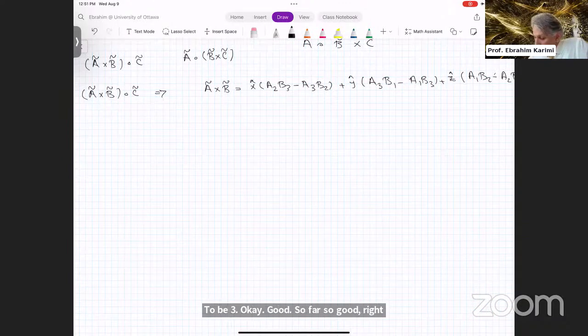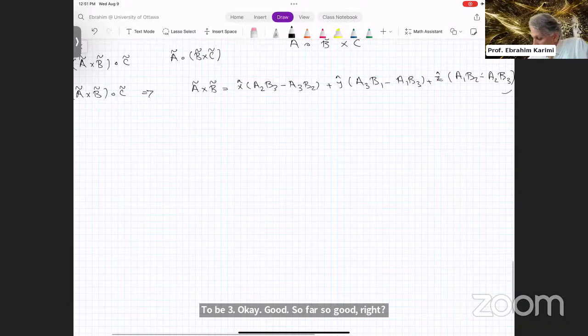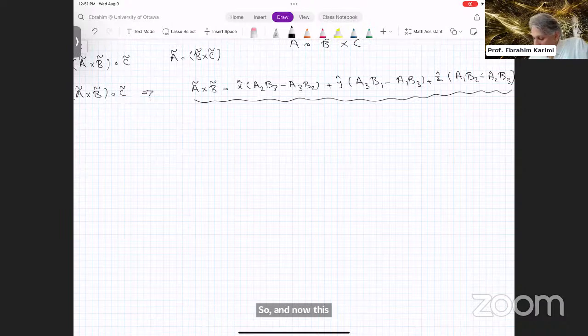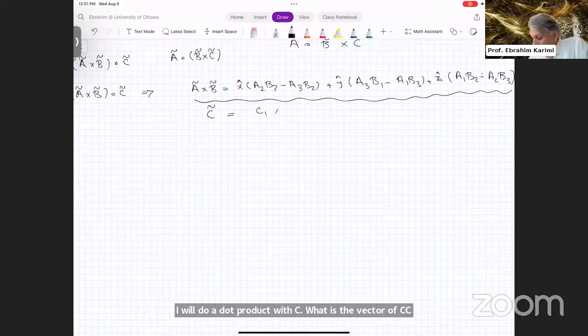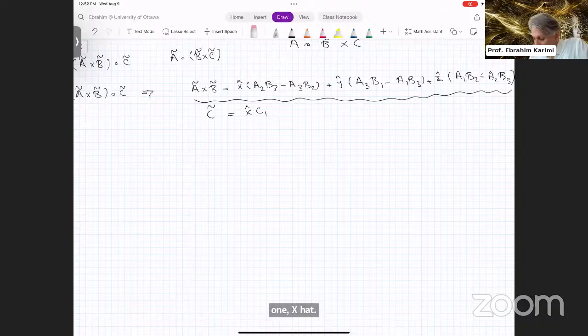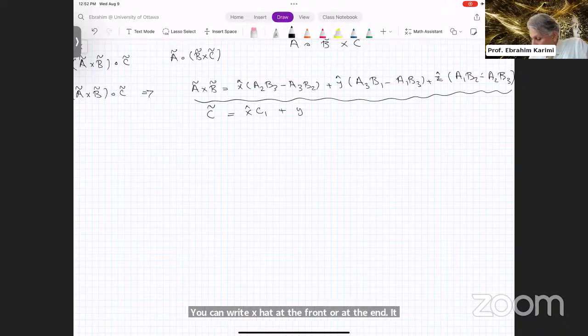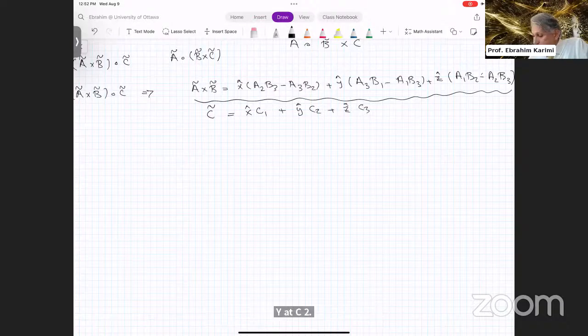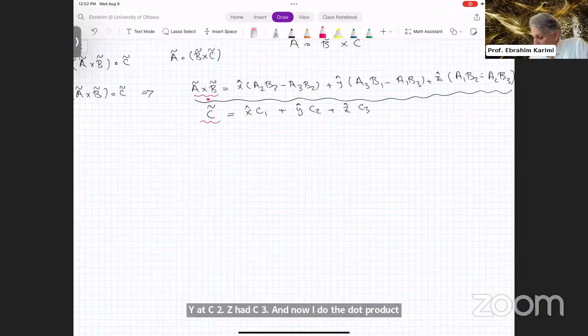Now this is A cross B. I will do a dot product with C. What is the vector of C? It is C1 X hat. You can write X hat at the front or at the end, it doesn't matter really. The second term is Y hat C2, Z hat C3. And now I do the dot product between this vector and this vector.